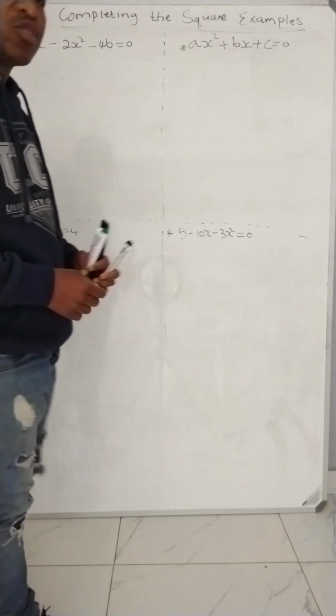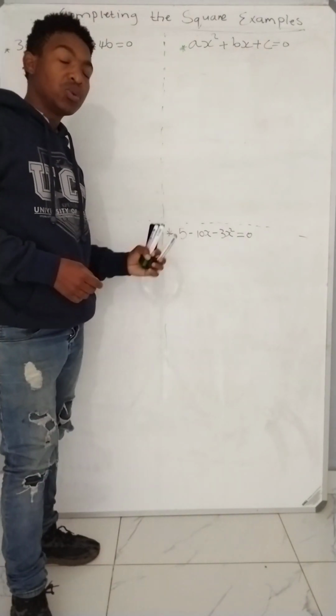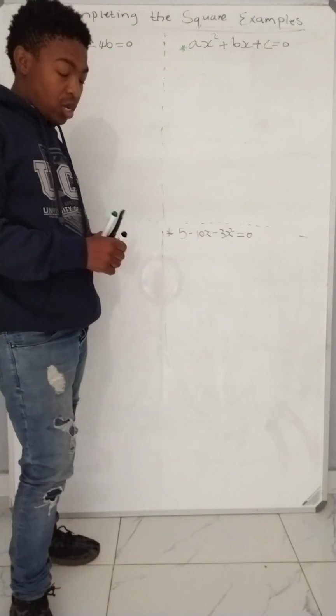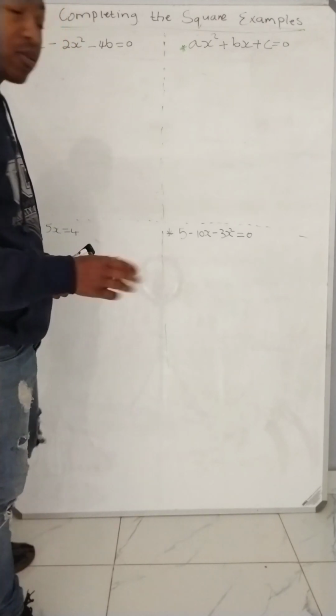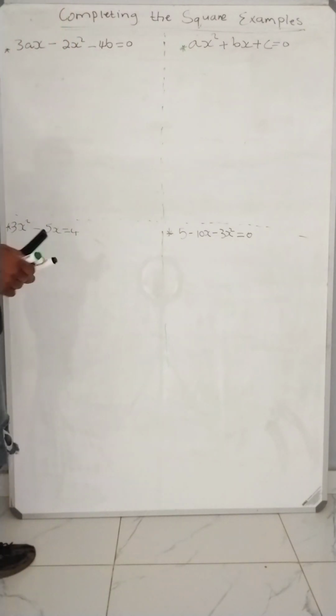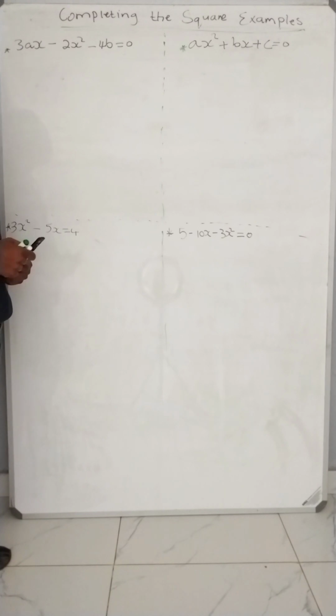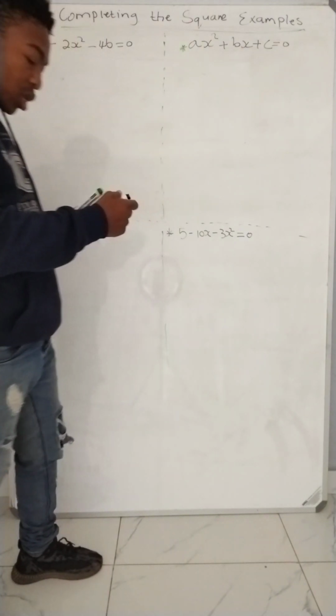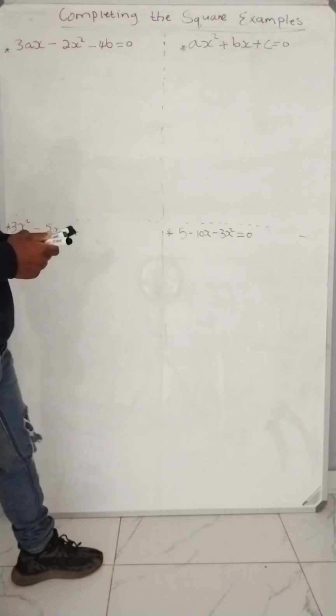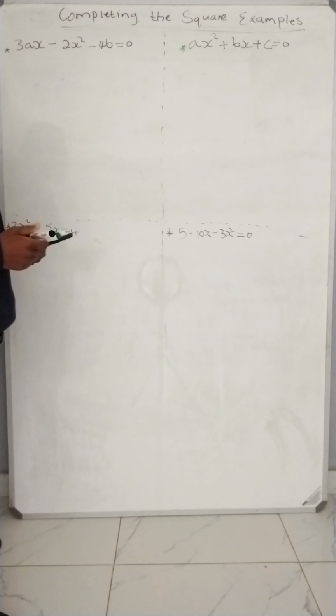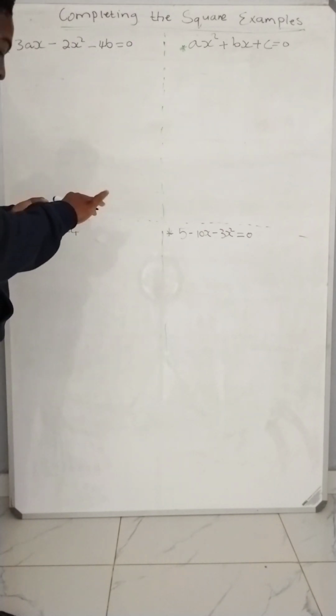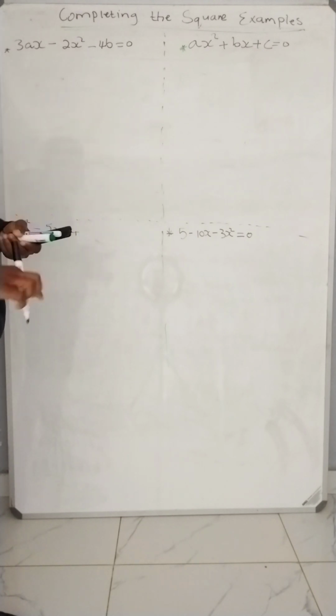If you guys have not watched the previous videos, I recommend that you do that so that you could be brought up to speed. But for now, let's continue. So in completing the square, in the previous video I've laid down the steps that you follow in order to get this correctly. So now we're going to be doing all these four each at a time, and we're going to be following those steps.